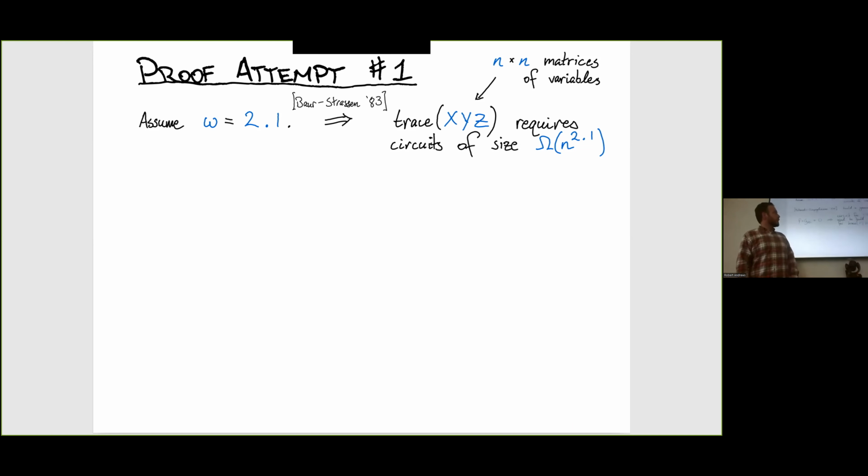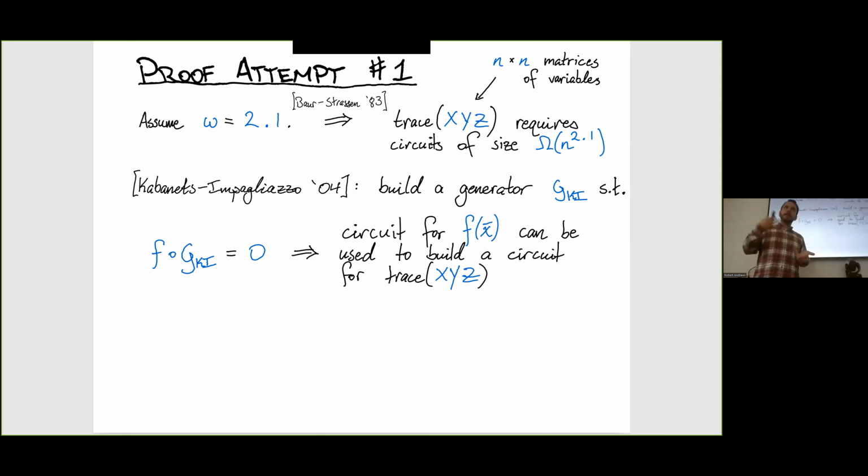So we're working with circuits. This has been studied already in this work I mentioned by Kabanets and Impagliazzo. Here's what you would try to do if you sat down to prove this. Using this Kabanets-Impagliazzo result, you would build a generator out of this hard polynomial, this trace of matrix product. And what you get is that if some polynomial f composed with the generator is 0, if the generator fails, then you can take a circuit for f and use it to reconstruct a circuit that computes this trace polynomial.